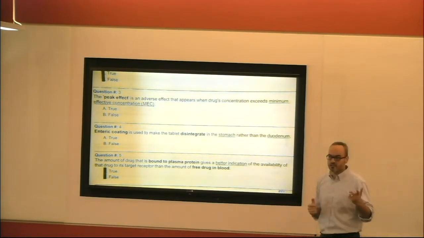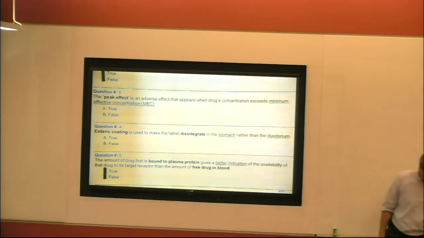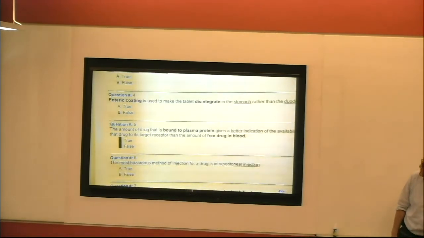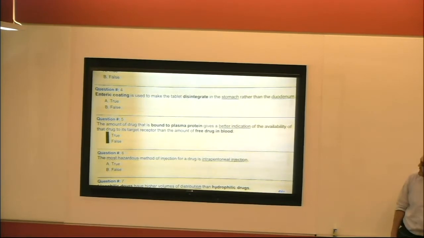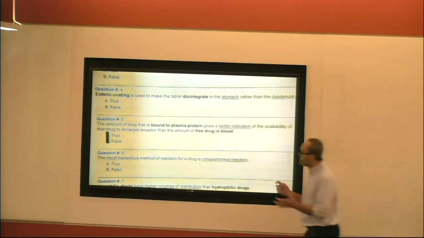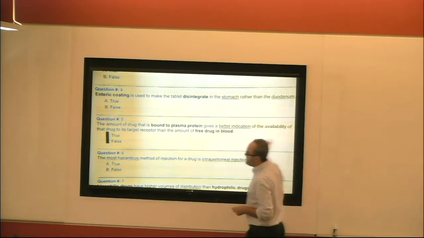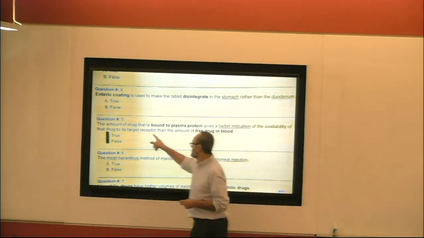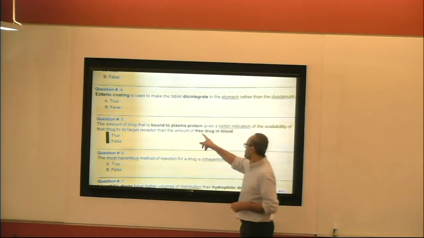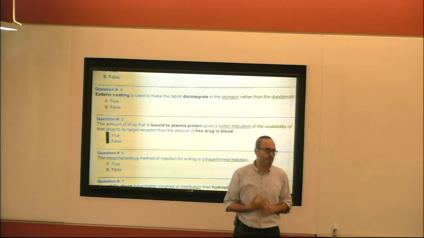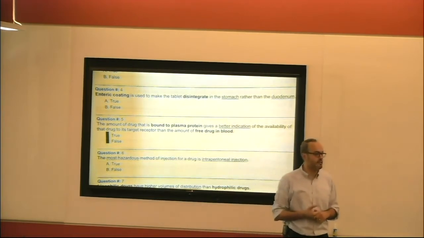Should we move to the next question? Okay, let's see. Number 5. The amount of drug that is bound to the plasma protein gives a better indication of the availability of the drug to its target receptor than the amount of free drug. We all know it's false. Why is that?